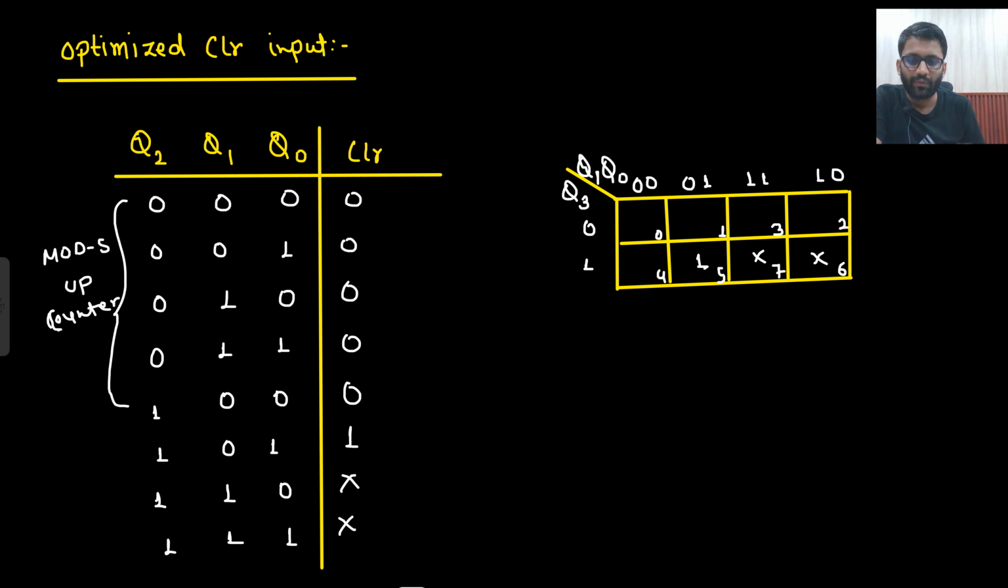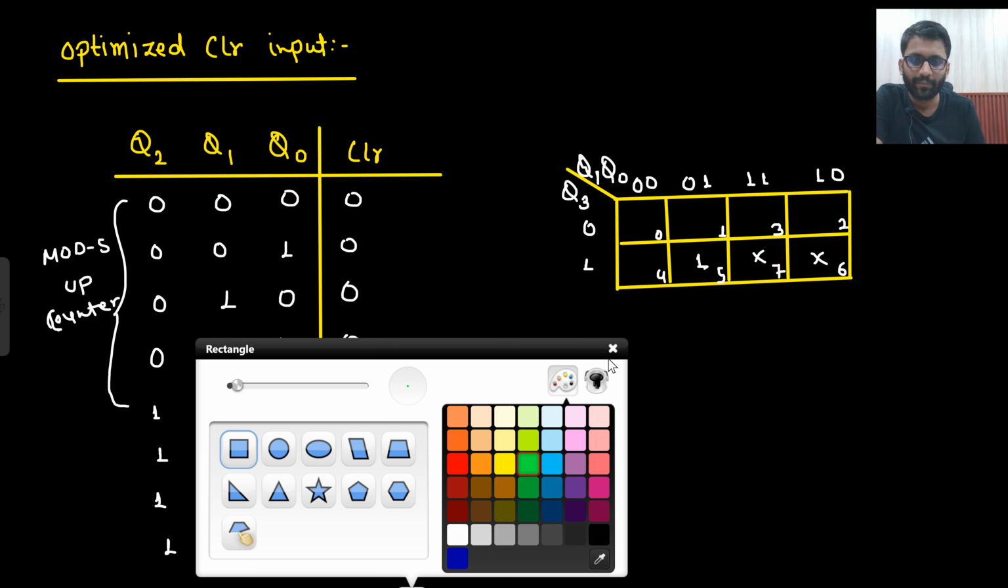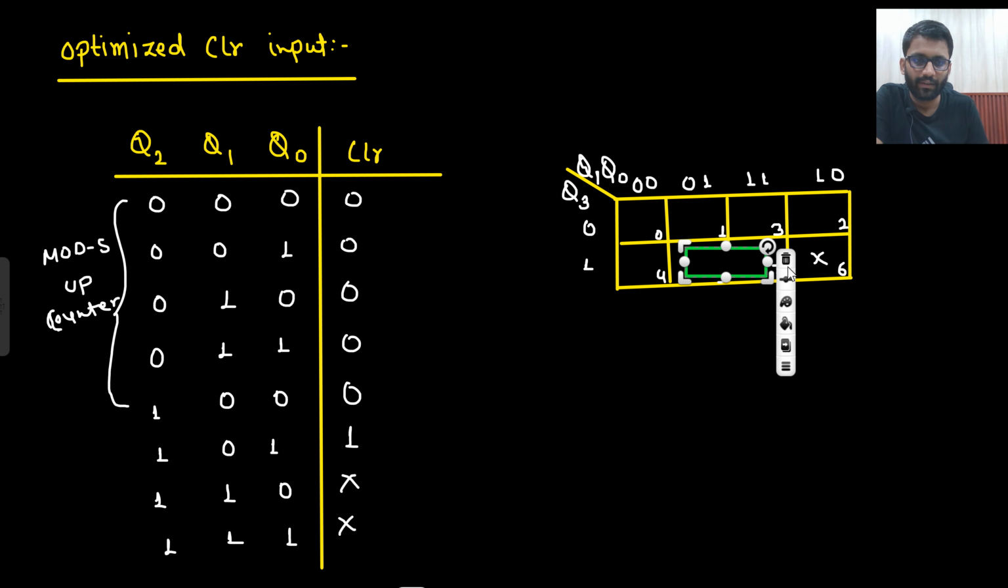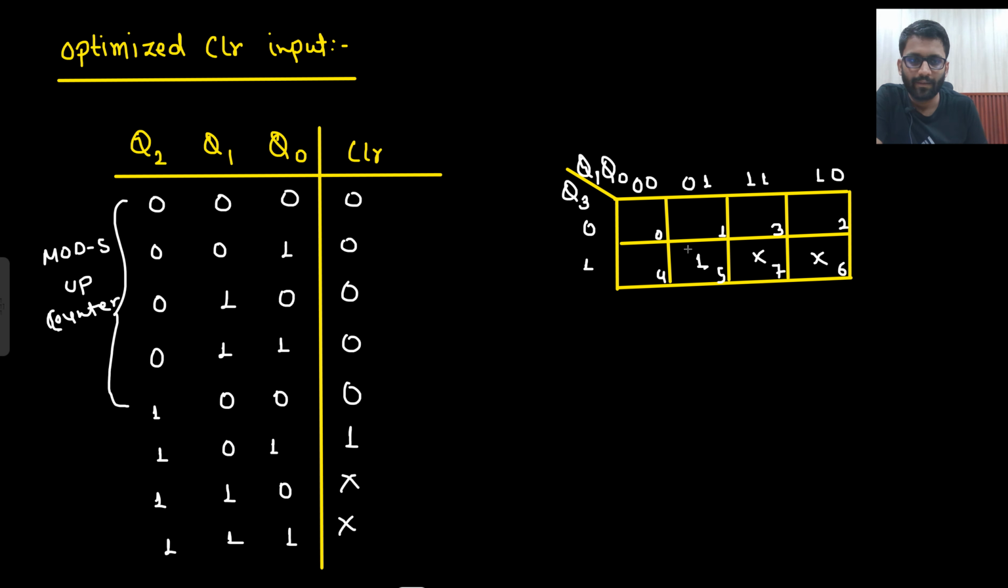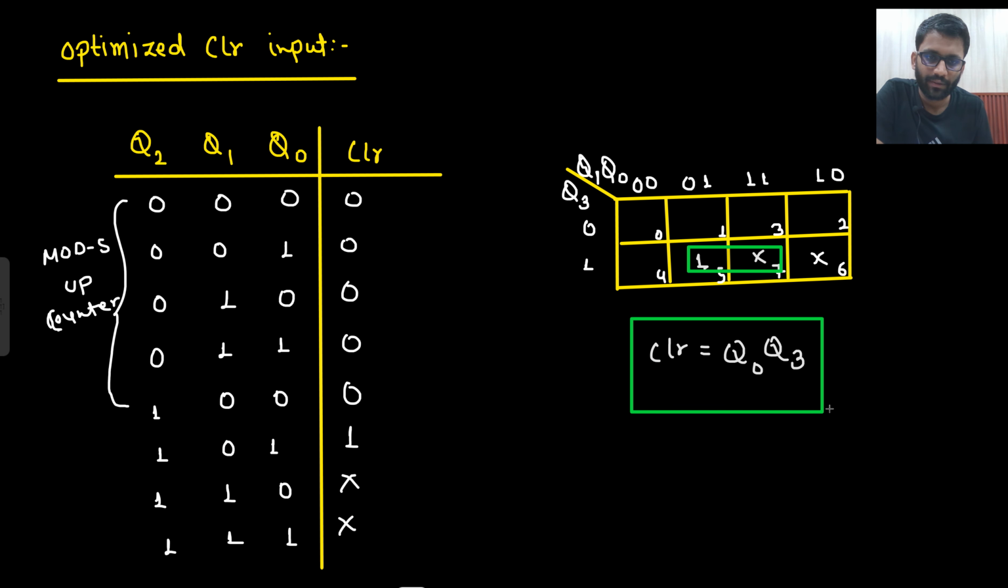So which output will you take? This one, right? This one you will take. So in this, what is your clear input? What is constant here? 1 1, q0 is constant and q3 is constant. So q0 into q3, okay?